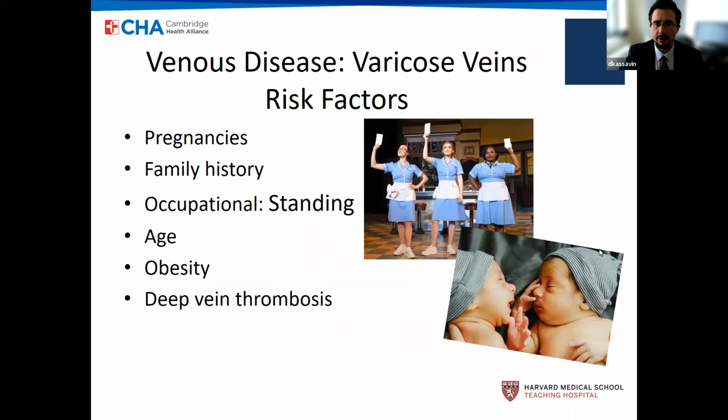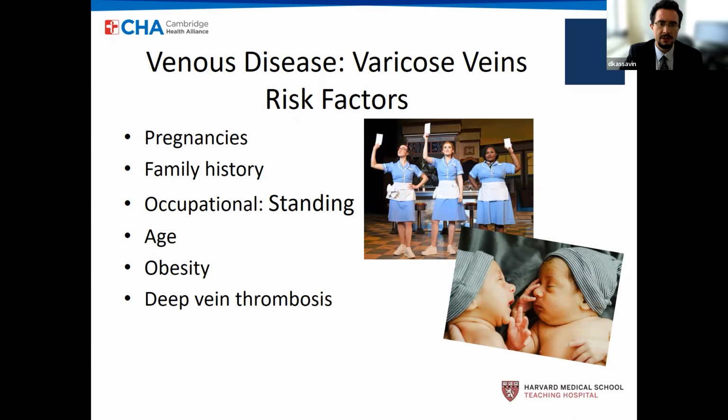So what are the risk factors for varicose vein disease? Well, pregnancy is a risk factor, and it's thought that's a result of the increased pressure of the gravid uterus on the pelvis, as well as exposure to hormonal changes. A family history is a risk factor. Typically, it's very common to have a family member, whether it be a mother, father, or grandparent, who has varicose veins as well.